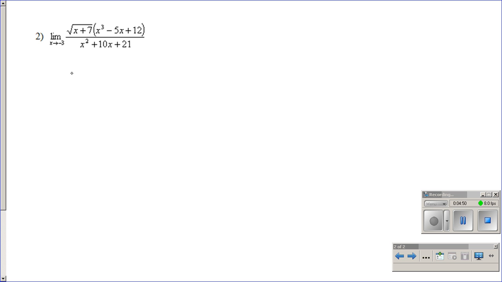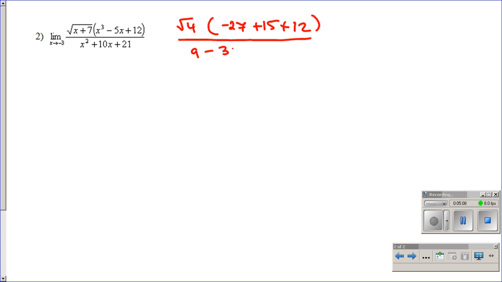So first we're going to substitute in the negative 3 to get an idea what's going on here. So we get square root of 4, and then negative 27 plus 15 plus 12. We could see already that there's going to be a 1. And then we get 9 minus 30 plus 21. So we get 2 times 0, which is 0. And then in the bottom, we also get a 0. So again, this is a 0 over 0 limit, so we are going to rewrite it using factoring.